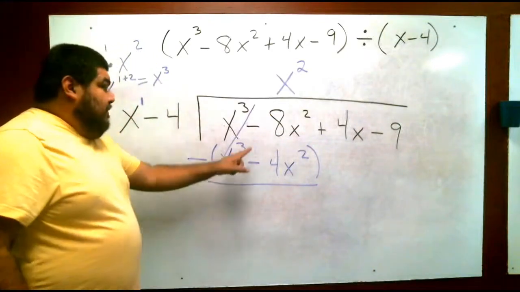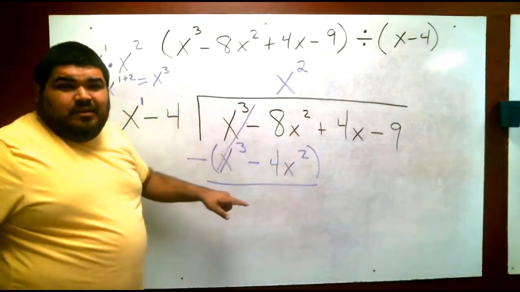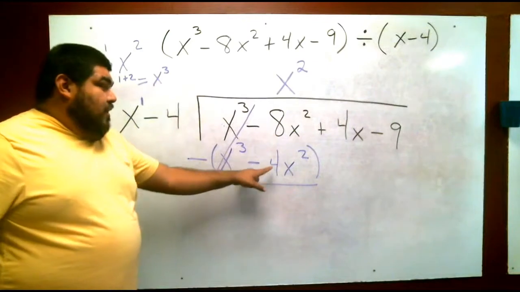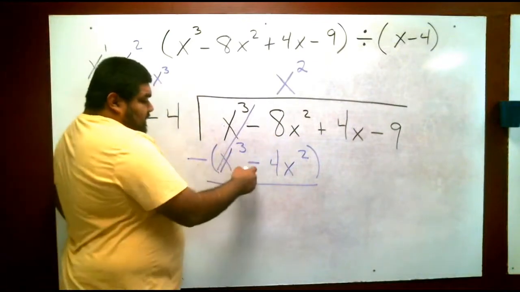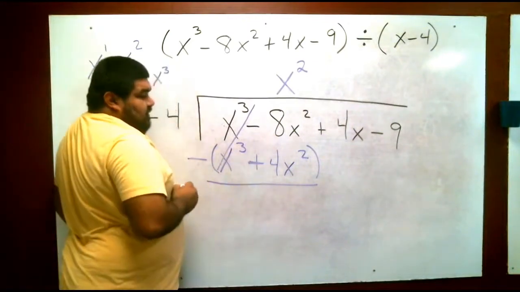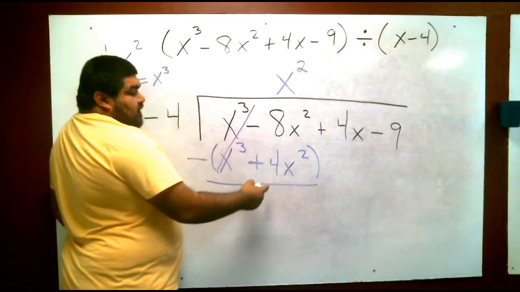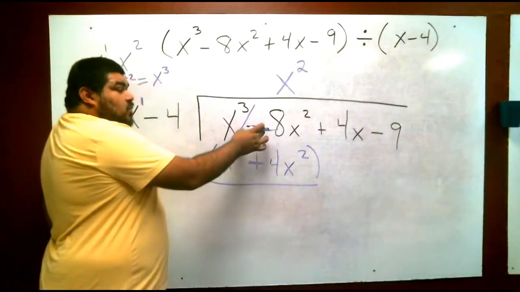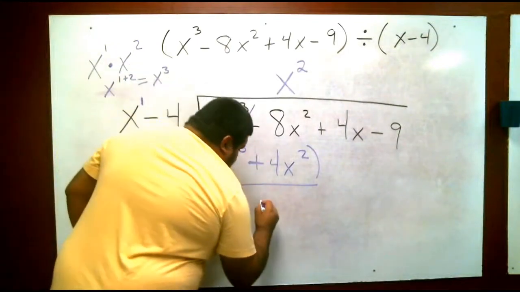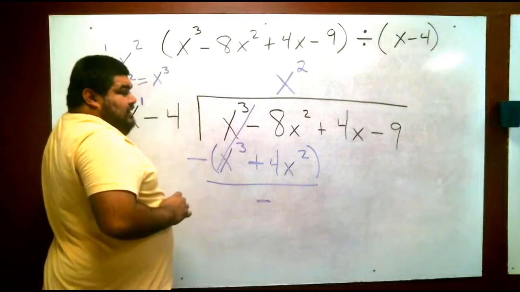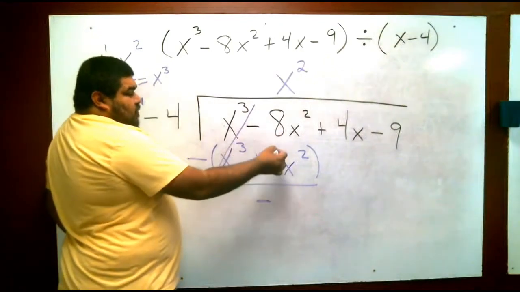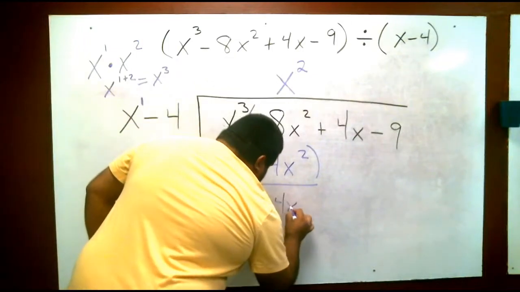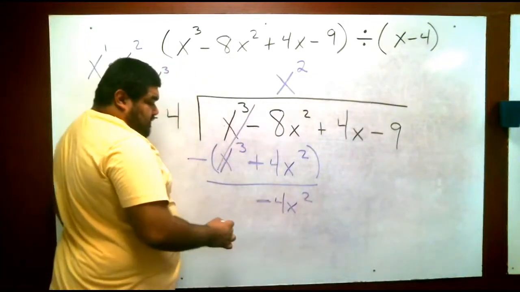Notice that now we have negative 8x squared minus a minus. So minus a minus makes the 4 a positive, right? So minus a minus makes this positive. So we have negative 8 plus 4. Obviously, there are two different signs, so you're going to subtract them. Your biggest one is negative, so you know your answer is going to be negative. Negative 4, or 8 minus 4 is 4. So we have negative 4x squared. Okay?